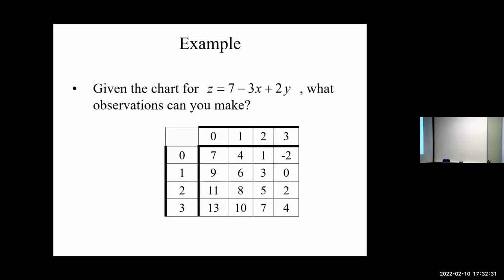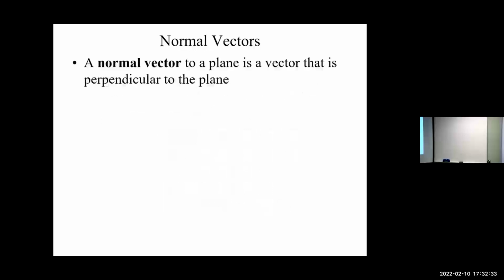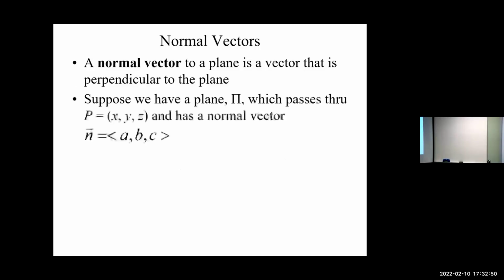Now, something we talked about last time, we introduced the concept of the normal vector, right? A normal vector is perpendicular to something. So a normal vector to a plane is perpendicular to the plane. This is going to be a really interesting idea, and I'm going to walk you through it. Suppose we have some plane. This plane passes through the point x, y, z, and has a normal vector ABC. So we know that ABC is perpendicular to our plane.